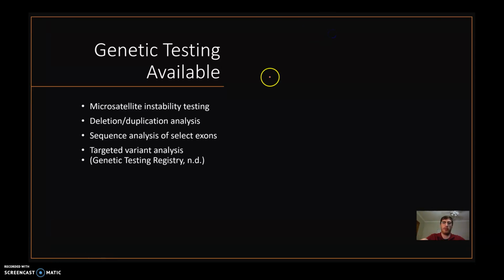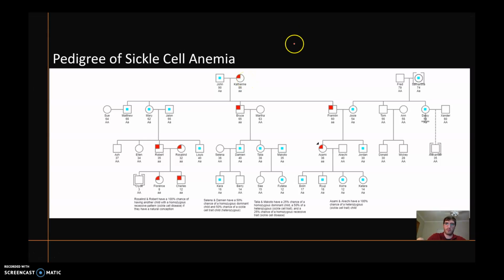So we have John right here. And we also have Catherine. So if you see right here, there's a 50-50 chance that they're either going to have sickle cell disease or they're going to be a carrier of it.